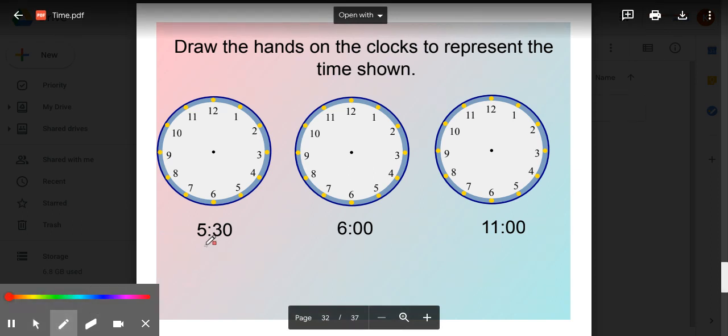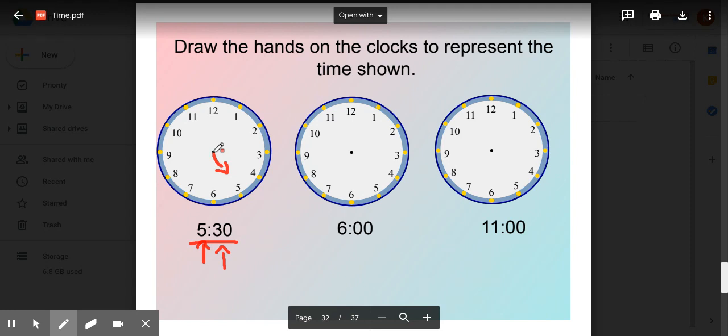Okay, let's solve these together. So the first one says that the time is 5:30. So we need to draw the hands on the clocks to represent 5:30. My hour is 5, so I'm going to draw an hour hand pointing to the 5. Now remember, the hour hand is short, so it doesn't quite touch the 5. My minute is 30. It is half past 5 o'clock.